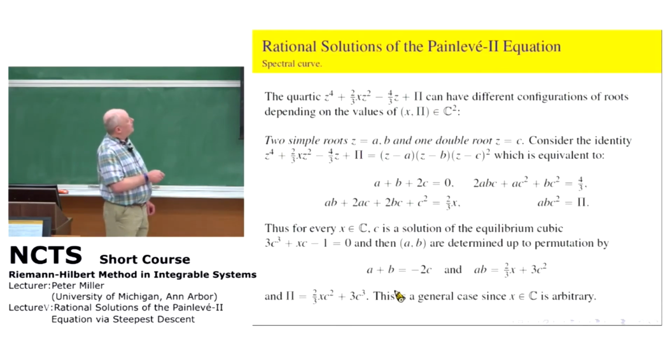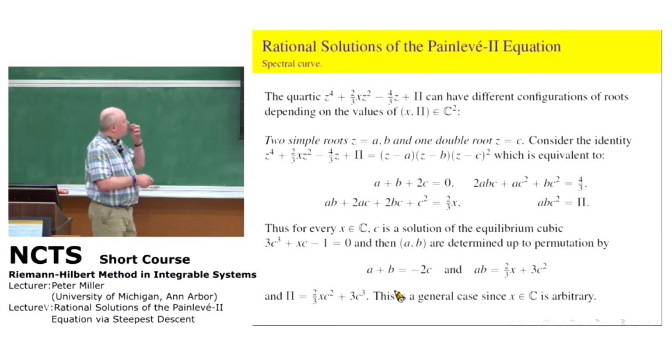Okay, another configuration: you could have 2 simple roots, z equals a and b, and then a double root, z equals c. So let's again write out the quartic as a product of z minus a times z minus b times z minus c squared, and match the coefficients, and now you get these 4 equations here.